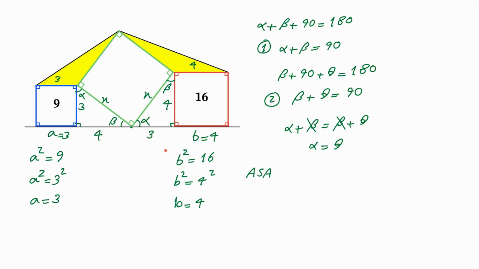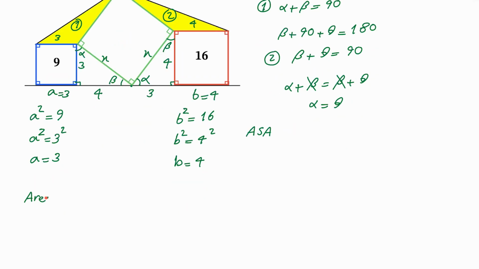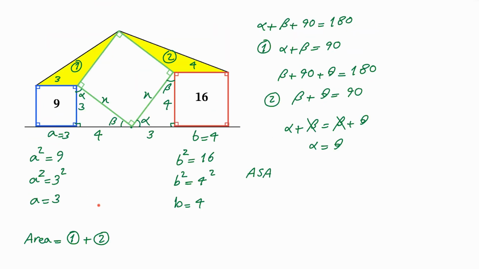So let's go and find the areas of these two regions. I call it 1 and I call it 2. The total area is the sum of these two areas. For region 1 we have the base, which is 3, but we don't know the height, so we extend this line and draw a perpendicular line to this line, and we have a right angle here, and we can see that this line is congruent to this line.